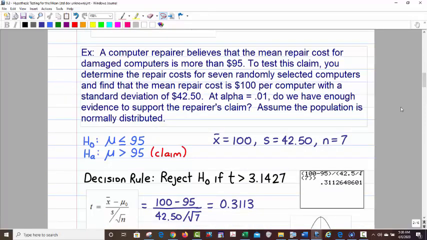Alrighty, let's take a look at this example. A computer repairer believes the mean cost for damaged computers' repair cost is more than $95. To test this claim, you determine the mean repair cost for 7 randomly selected computers and find the mean repair cost is 100 with a standard deviation of 42.50, at alpha equals 0.01, which is the level of significance. Do we have enough evidence to support the repairer's claim? Assume the population is normally distributed.